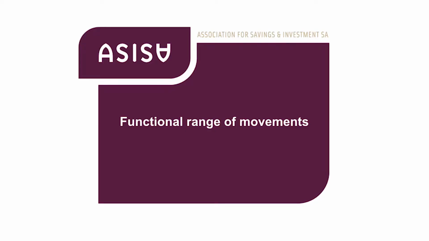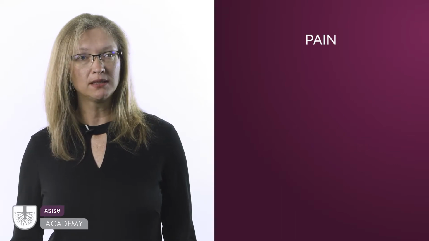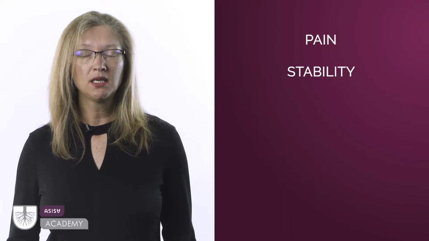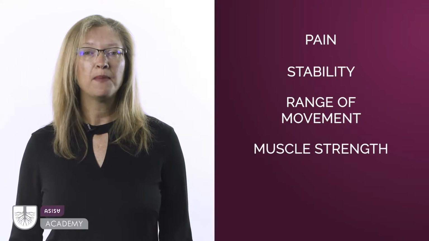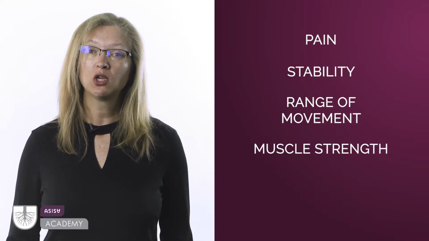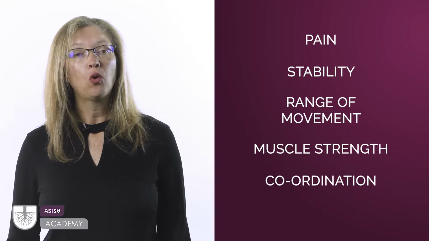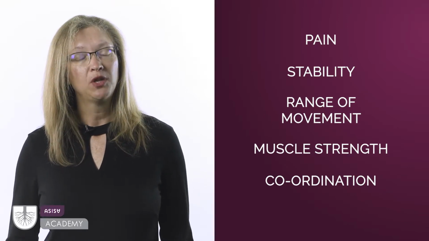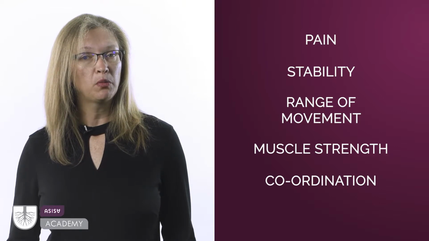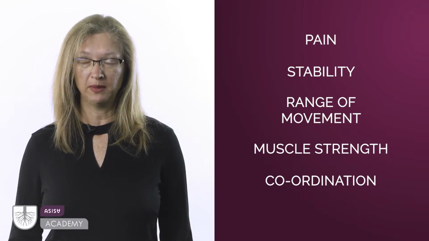The functional range of movements of the musculoskeletal system is important. Some functional considerations that we need to consider in assessing any joint are, firstly, to look at the pain around the joint, the stability of the joint, the range of movement, muscle strength, as well as coordination, which is obviously important for coordinated movements. Usually, if coordination is a problem, there is some nerve involvement.